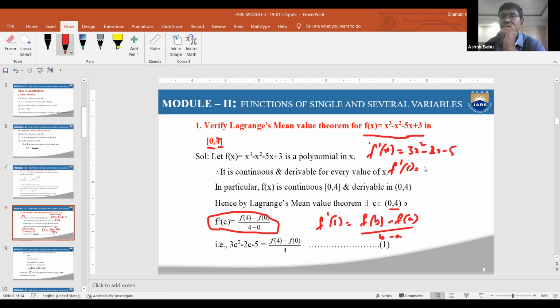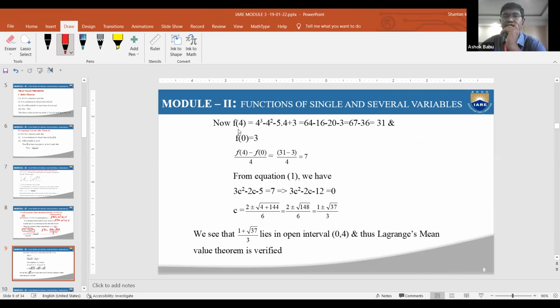That f dash of c is nothing but 3c square minus 2c minus 5 is the value. Therefore, by using this f dash of c, you replace: f dash of c is equal to 3c square minus 2c minus 5 is equal to f of b, that means f of 4 minus f of 0 by b minus a, which is 4 minus 0. That 4 minus 0 is nothing but the value 4. Therefore, you treat it as equation 1 only.